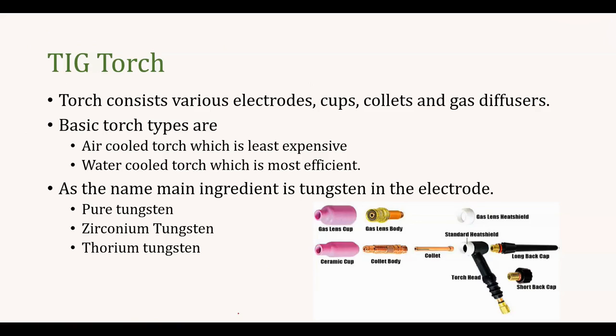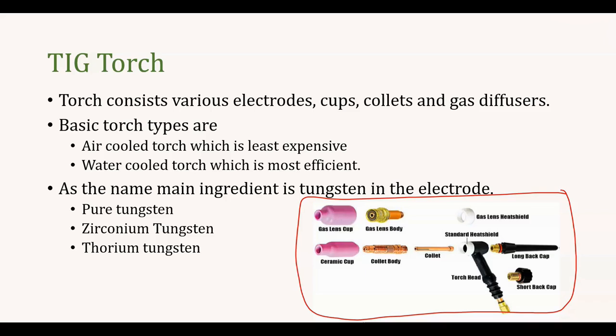Coming to the welding torch, as with your GMAW and MIG process, here we can see a typical arrangement of a TIG torch. Through this TIG torch we are going to supply the inert gas, and we also have the tungsten electrode, which is non-consumable. The basic torch types are air cooled or water cooled, since in the torch we are going to get a high amount of heat energy.